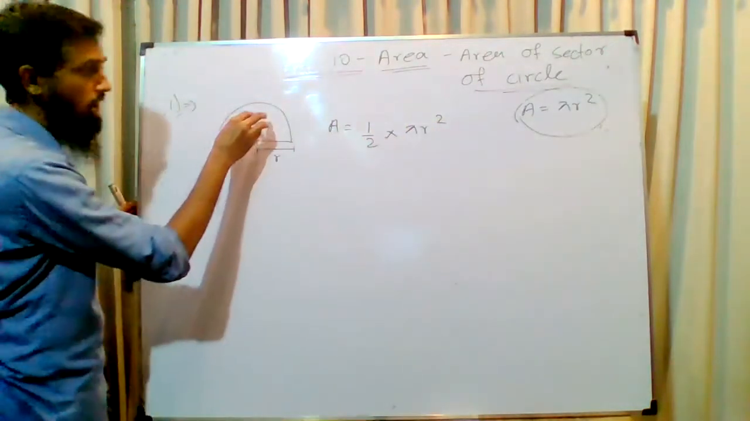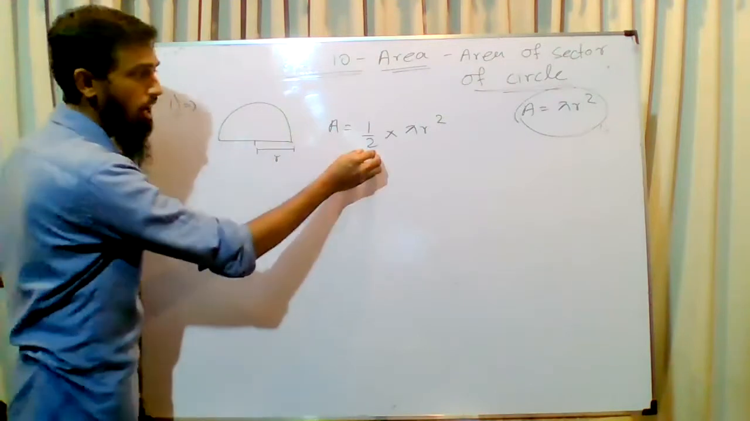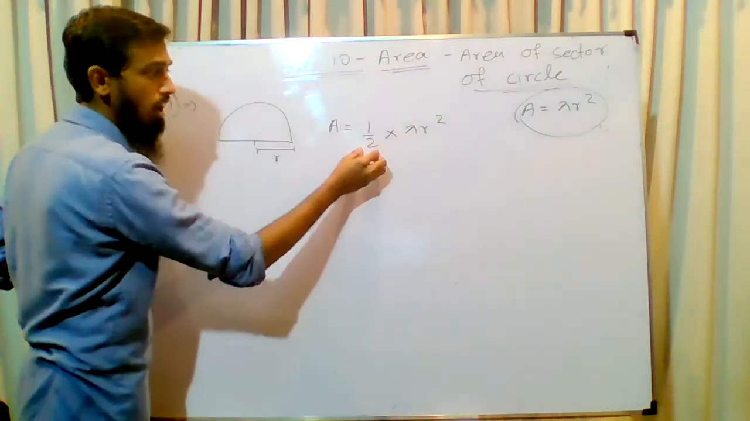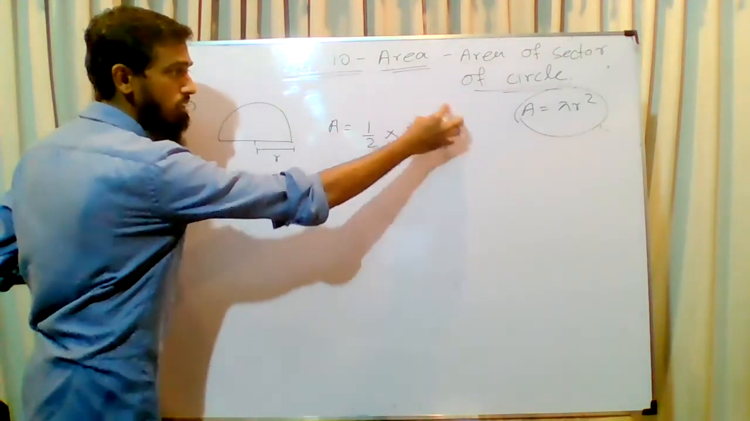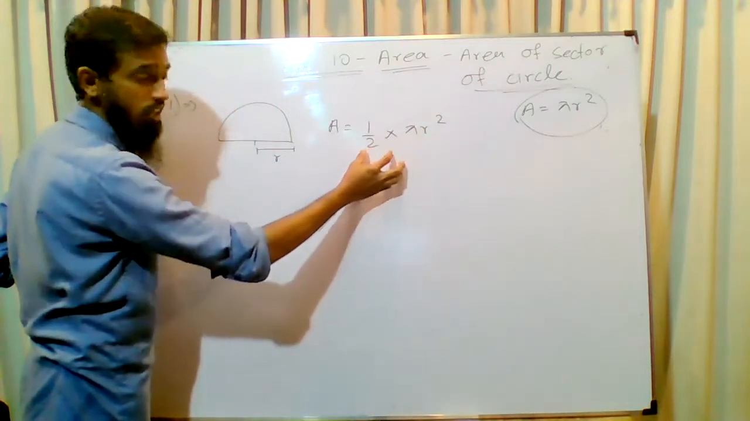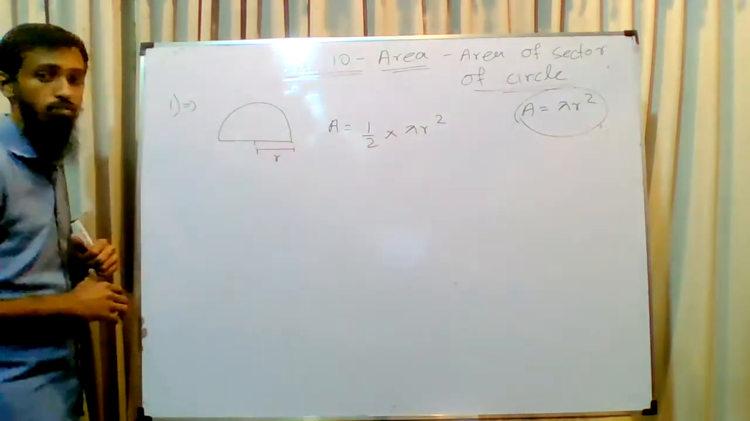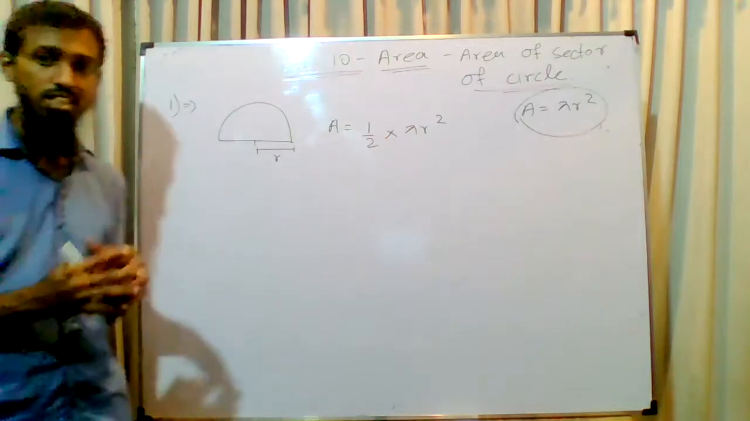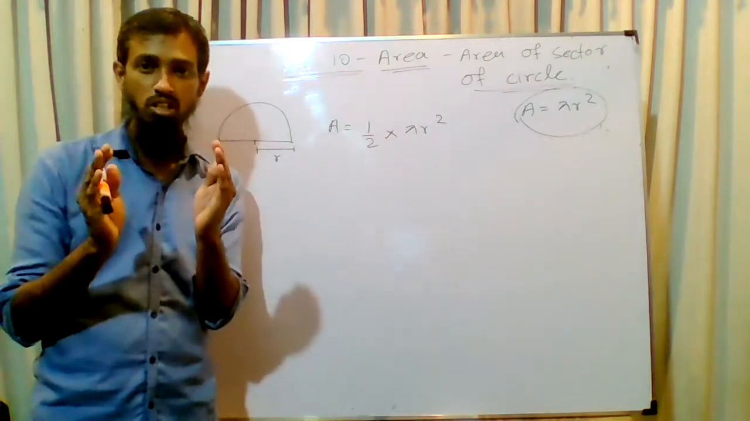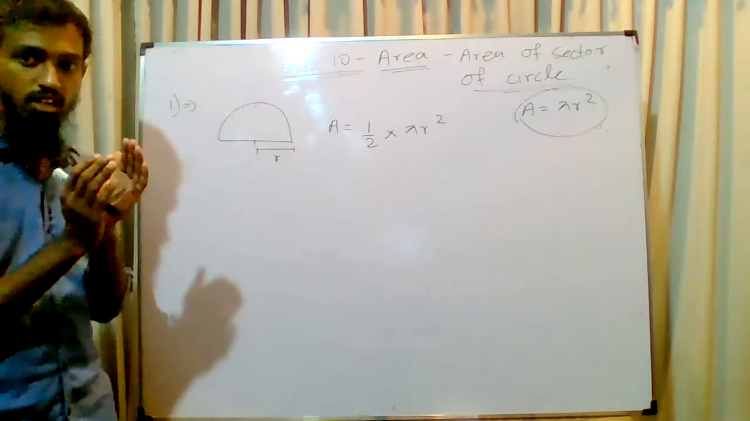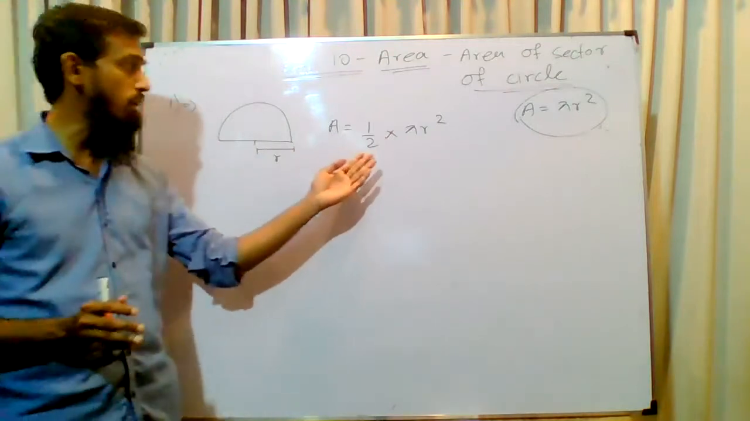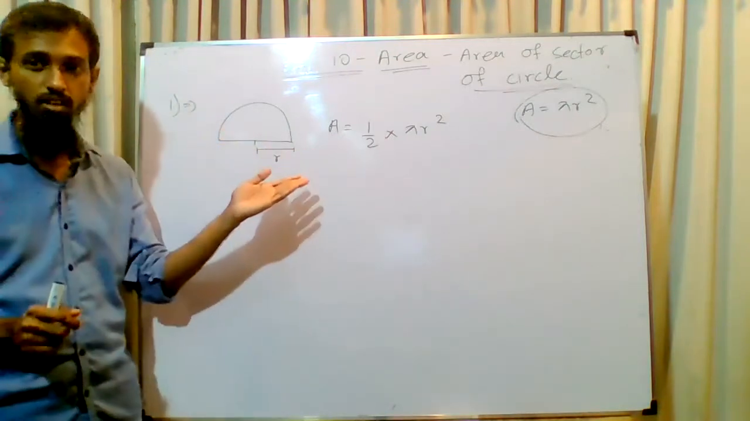Because we have only the half of the portion. So half of the whole. Whole circle is pi r square. We have the portion of half. So we know semicircle is half of the portion. So that's why we can directly write what portion of the circle.